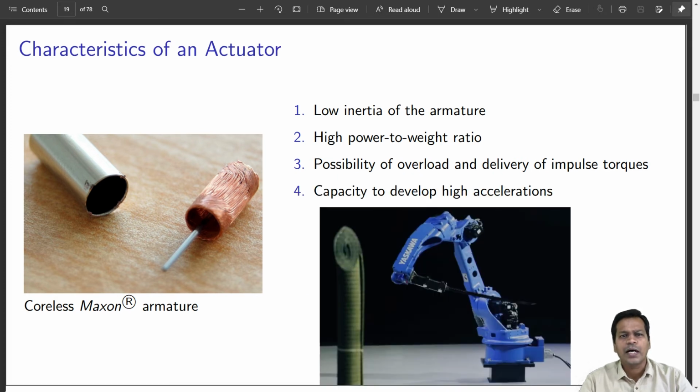Capacity to develop high accelerations. Most of the industrial robots run at a very small cycle time due to high production demands. This requires the robot to be fast and driving actuators to be capable of generating high accelerations. Having high power to weight ratio and low inertia surely helps in achieving this requirement.